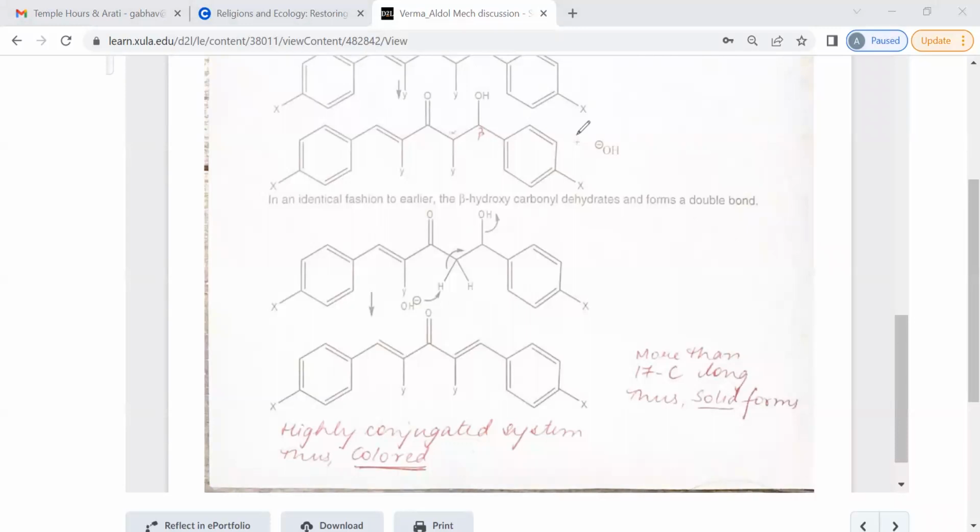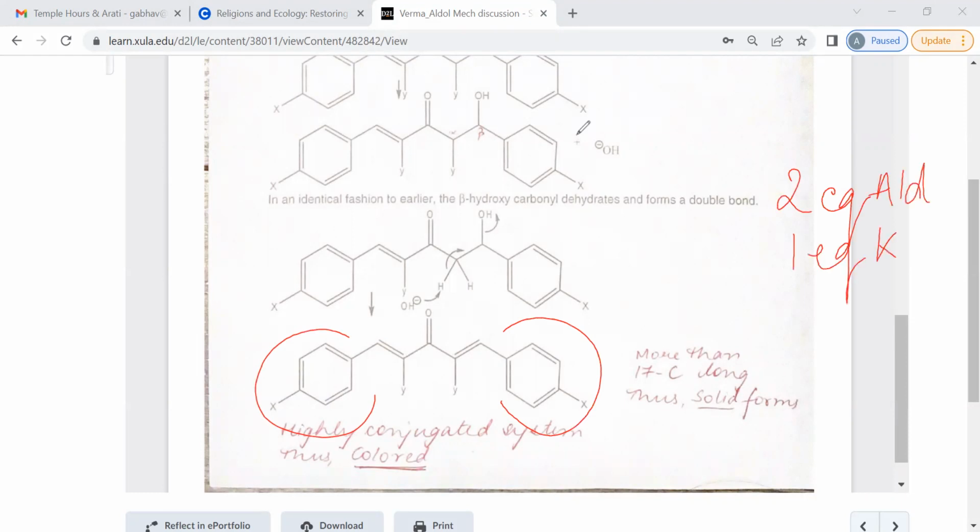So a few things to note at this point. We have used two equivalents of our aldehyde and one equivalent of our ketone. Just by looking at it, we know who's going to be our limiting reagent.